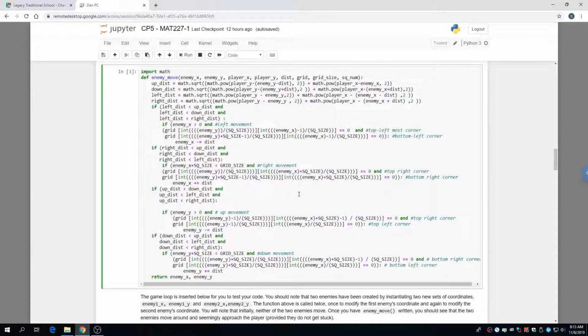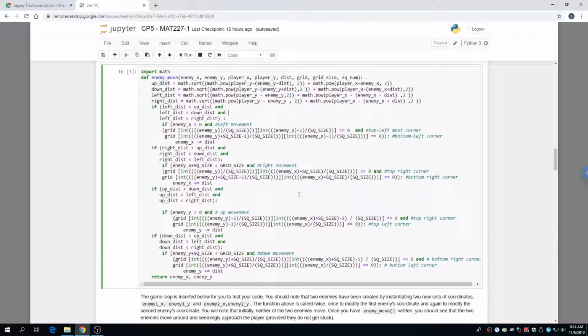So to do this we first calculated the distance using the distance formula, which is the square root of the y2 minus the y1, that quantity squared, plus the x2 minus the x1, that quantity squared. And then we calculated if you were to move in each direction, so up, down, left, or right. If you were to move one space in that direction, how would that affect the distance between the enemy and the player?